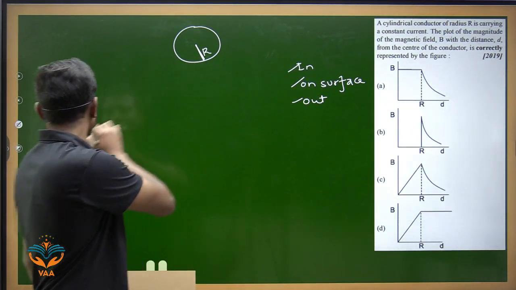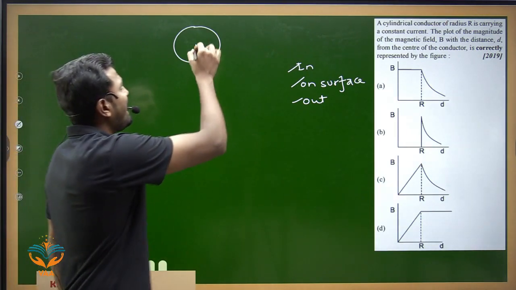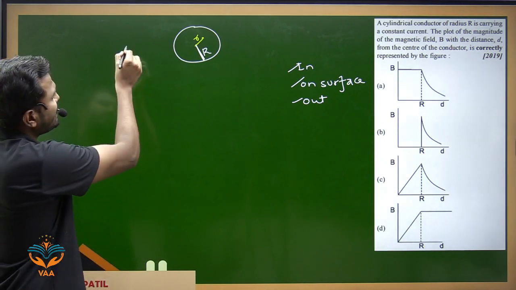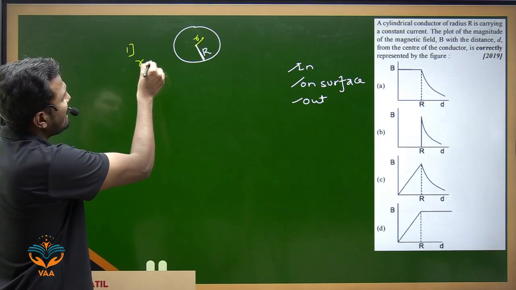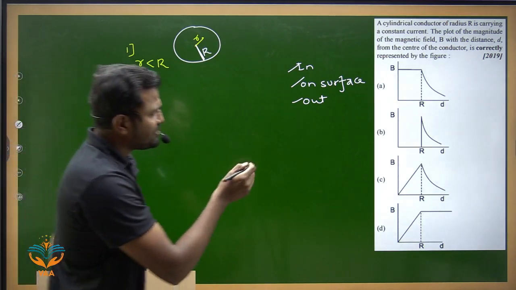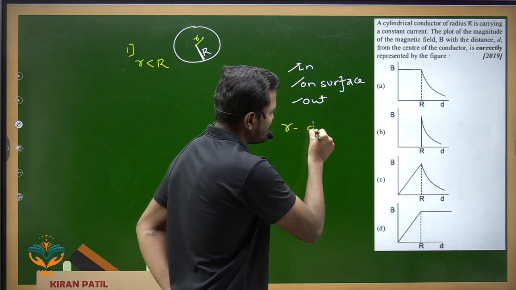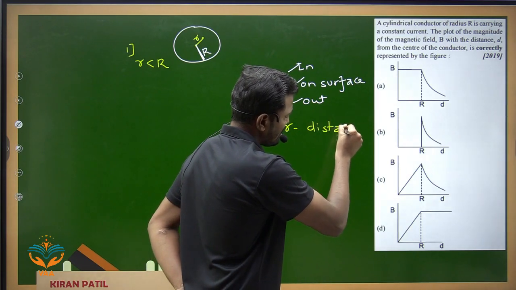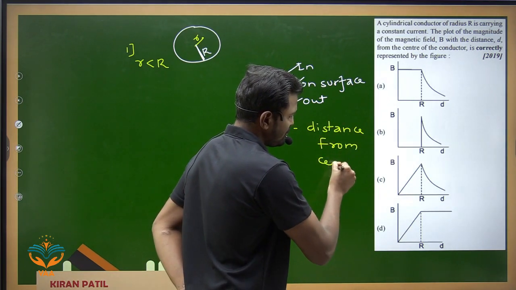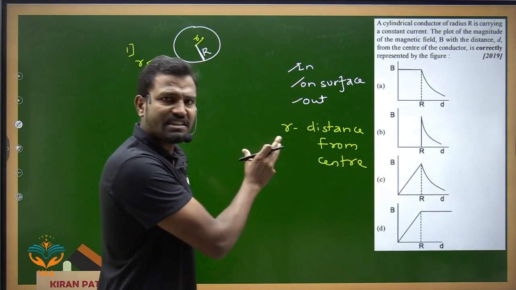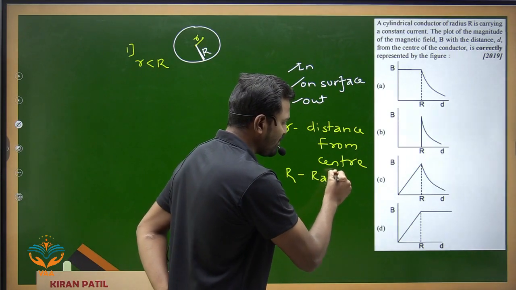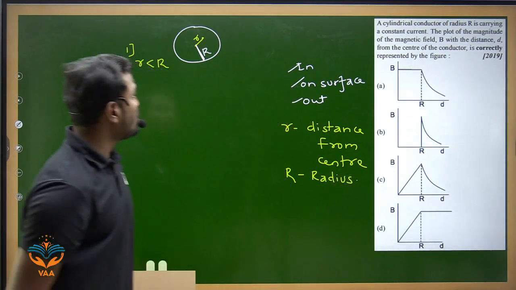If I want to find the magnetic field inside at a certain distance r, the first case is r less than R. Where r is the distance from center. Actually we are revising the concept in a very short span, and this capital R is nothing but the radius of that concerned wire. Fine. So concentrate now.